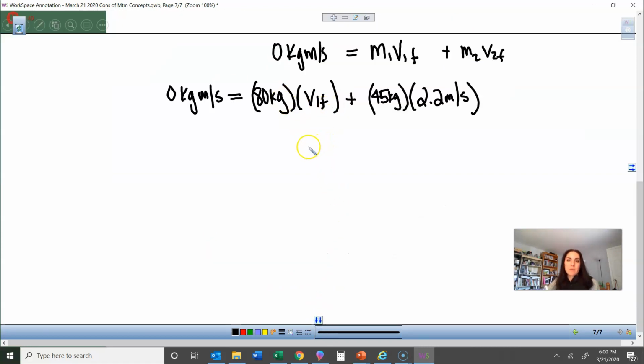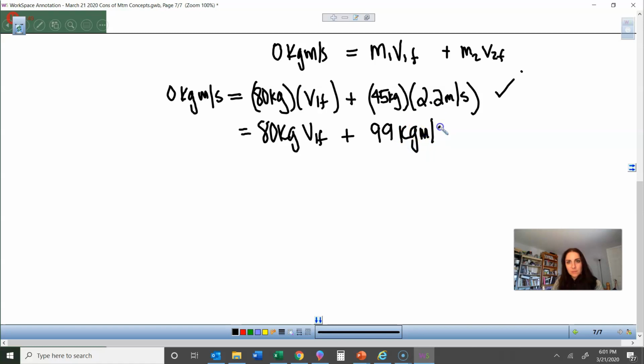Now, a lot of big mistakes happen when people set this up. Most people get the setup right, so that's the physics. So here are some algebraic mistakes. You can't actually divide by 80 first because this is attached. You actually have to subtract this whole thing first. I'm going to go ahead and simplify these. 45 times 2.2, so this becomes 80 kilograms V1F plus 99. That's weird, but that's exactly what it is. Equals 0, right?